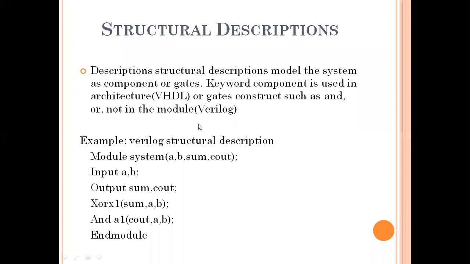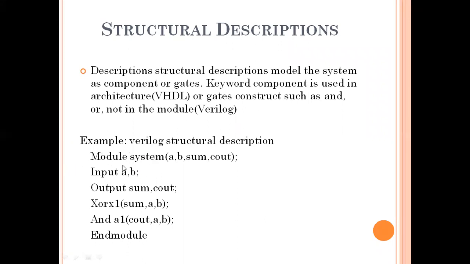Structural description. In the structural description, the description models the system as components or gates. The structural description is represented by different components and their connections. The structural description is divided into two parts: first is the component declaration and second is the component instantiation. With this example, we will understand the structural description.